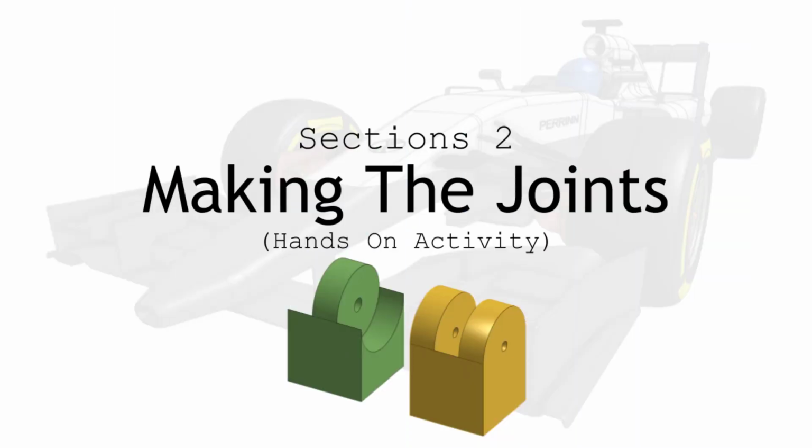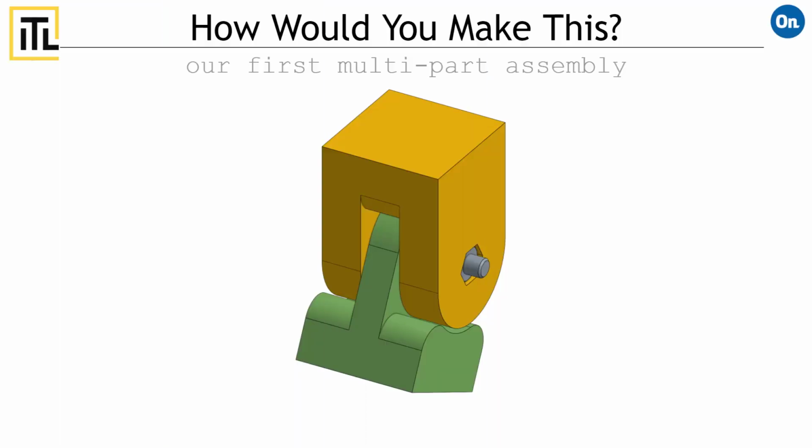Welcome back to CAD Level 2 Assemblies and Design for Manufacturing. In the previous two modules, we set the stage by getting you ready for this workshop and giving you an appreciation for why we need to use tolerancing when using multi-part assemblies. In this module, we'll start our hands-on activity, a pair of joints fastened together using an M4 bolt and nut.